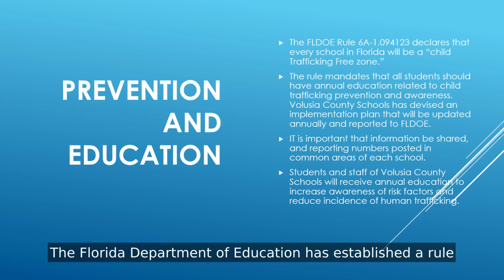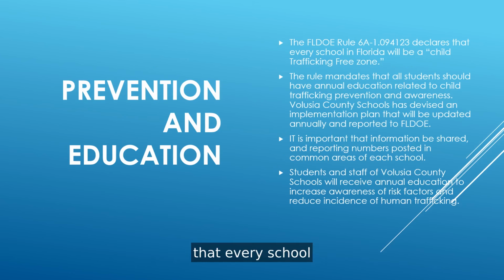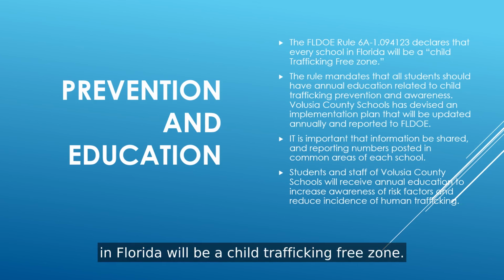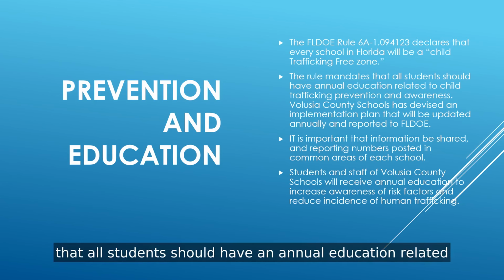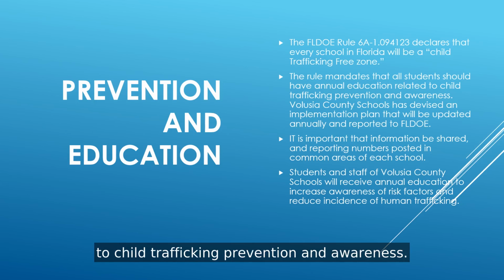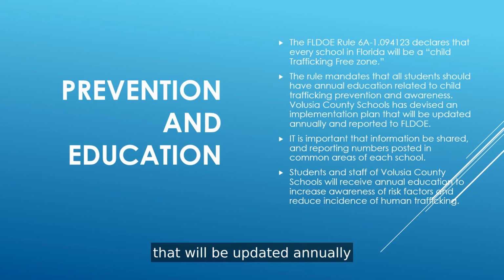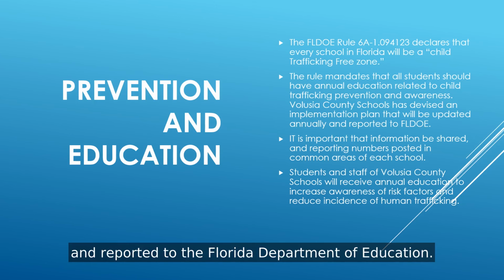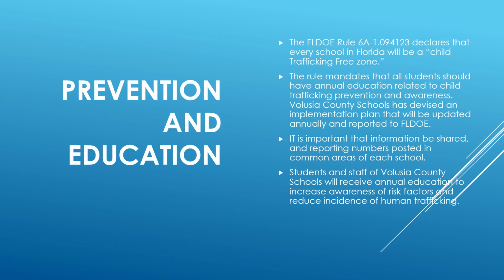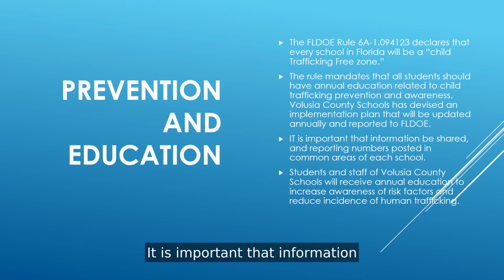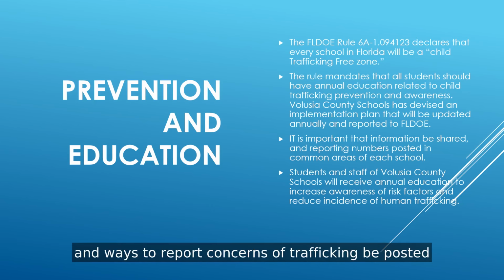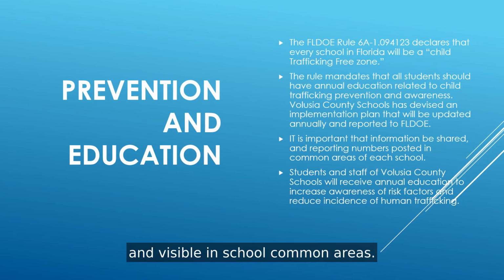The Florida Department of Education has established a rule that every school in Florida will be a child trafficking-free zone. The rule mandates that all students should have an annual education related to child trafficking prevention and awareness. Volusia County Schools has devised an implementation plan that will be updated annually and reported to the Florida Department of Education. It is important that information and ways to report concerns of trafficking be posted and visible in school common areas.